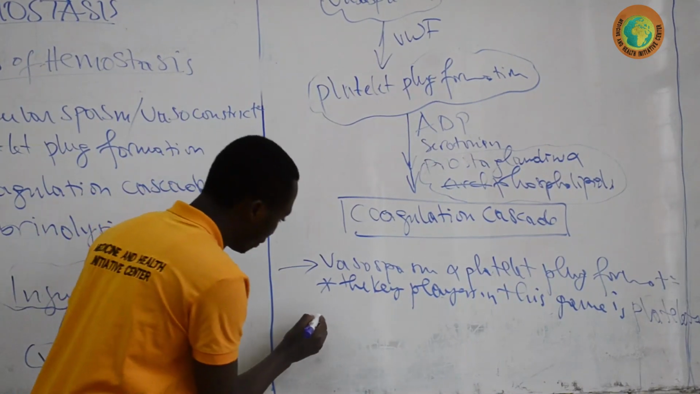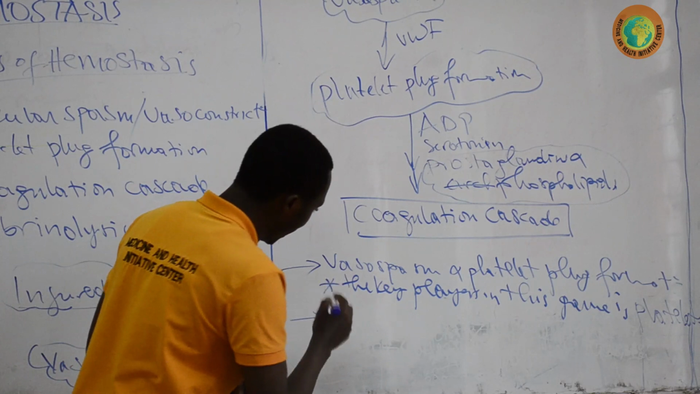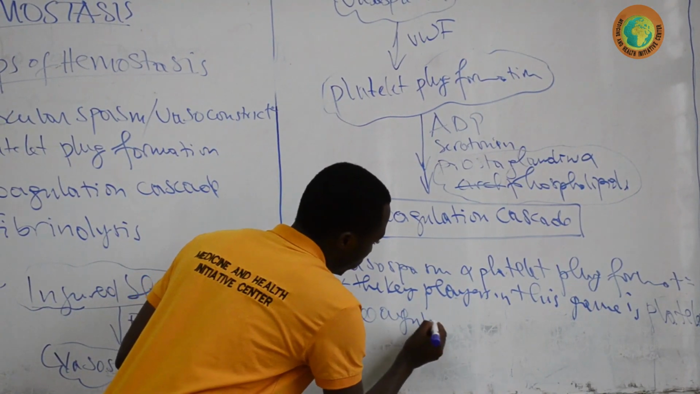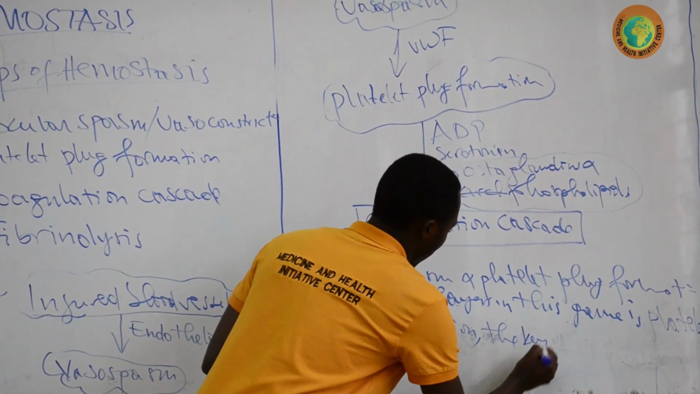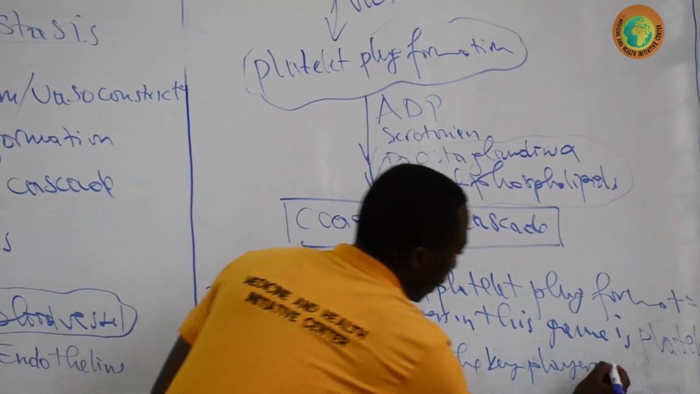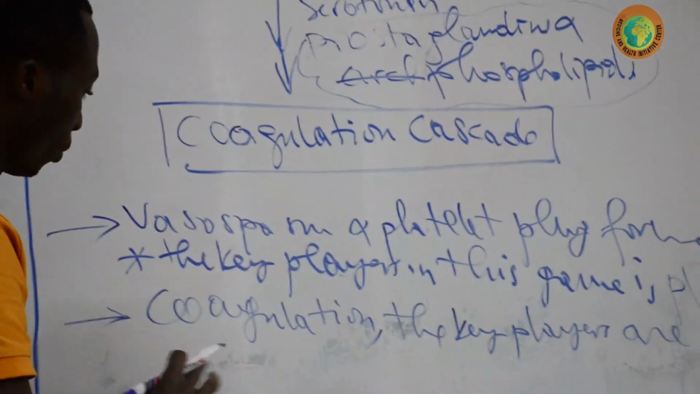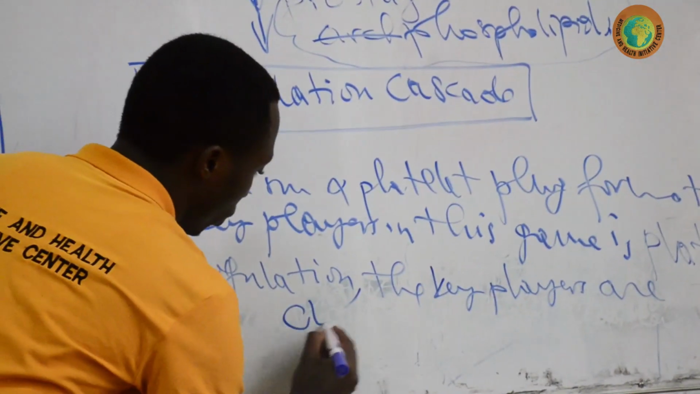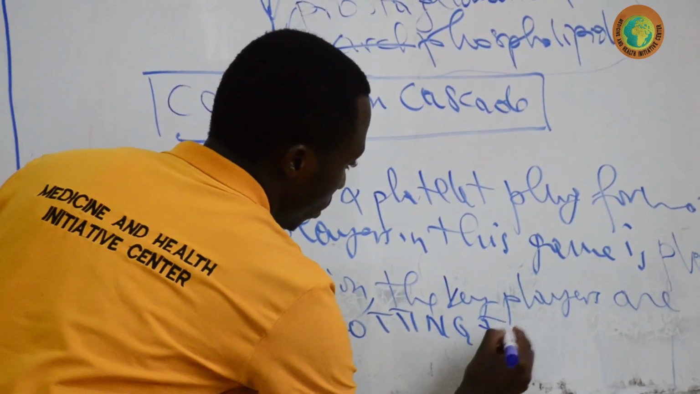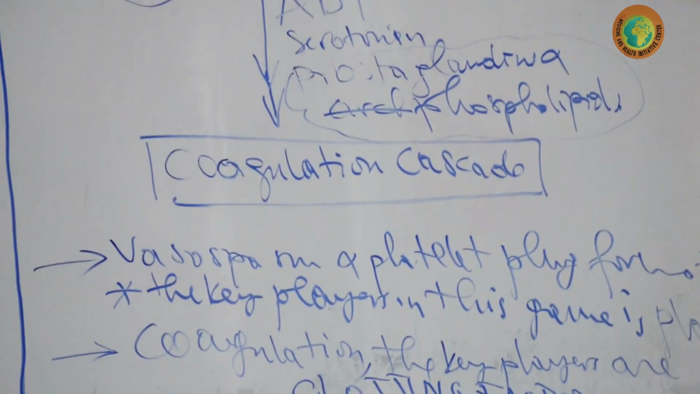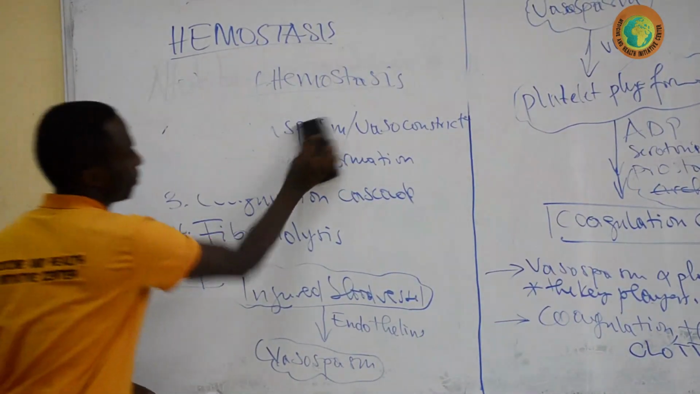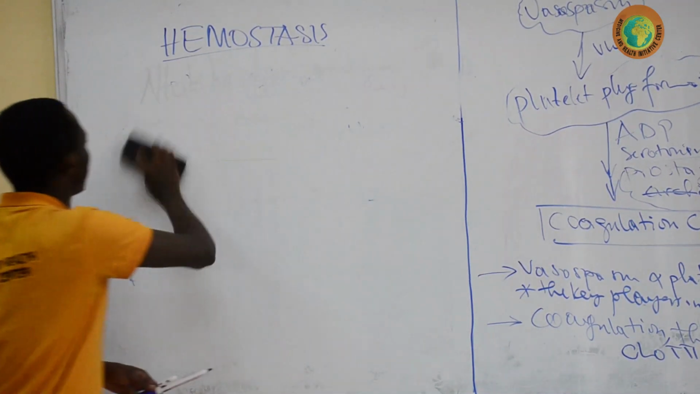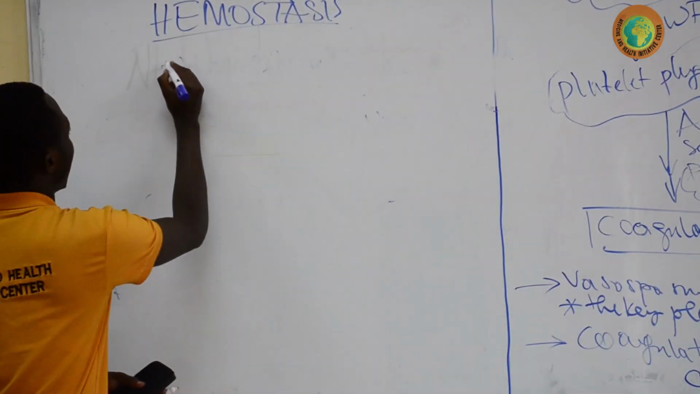Keep in mind. Second, in the coagulation cascade, the key players are a group of substances called clotting factors. Clotting factors. Coagulation cascade.